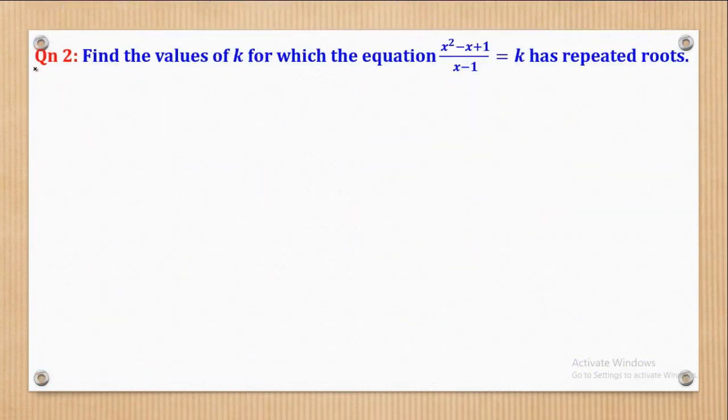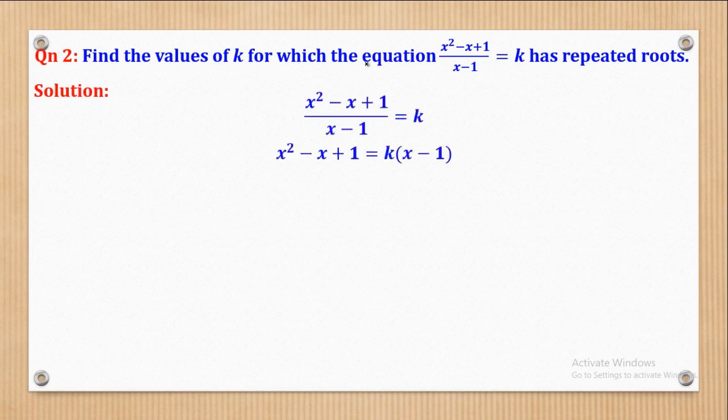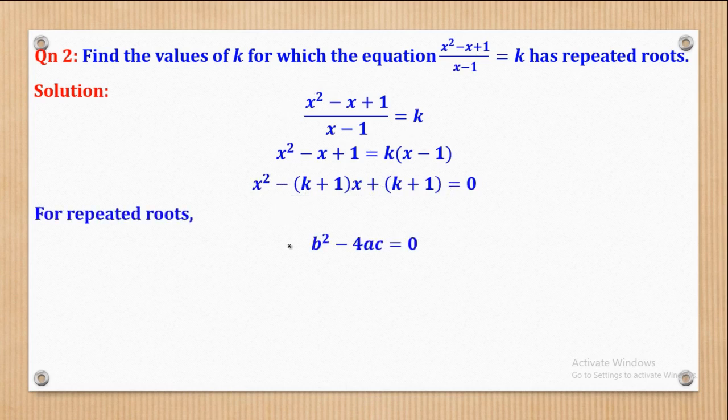Now we shall go to question 2. Question 2 says, find the values of k for which the equation this has repeated roots. So I think you remember the condition for repeated roots: the discriminant must be equal to 0. So what you're going to do, we shall first write this, then we cross multiply to come up with this, then we open brackets and rearrange by collecting like terms to come up with this quadratic equation. So for repeated roots, b squared minus 4ac is equal to 0. I think you remember that condition.